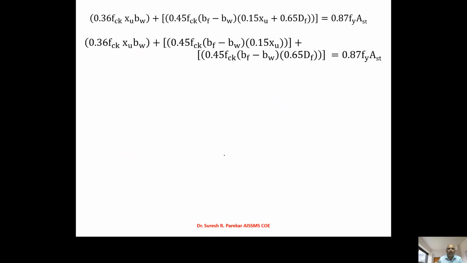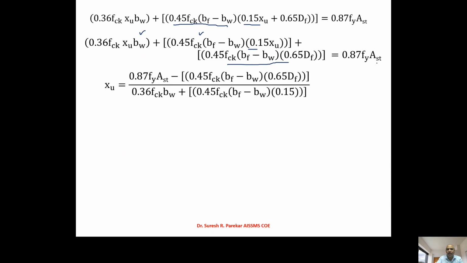Now we can have this 0.36 FCK XU BW. I have substituted these values of YF as 0.15 XU plus 0.65 DF, equal to 0.87 FY AST. Then to find XU, we have made these terms separate. We have multiplied this with 0.15 XU, you can see, and here with 0.65 DF. To find XU from the first term and second term, we have taken XU common, and this 0.45 FCK we will take on the right side, and that will be 0.87 FY AST minus 0.45 FCK (BF minus BW) 0.65 DF, and this value we have below. And then from this we will get the XU value.